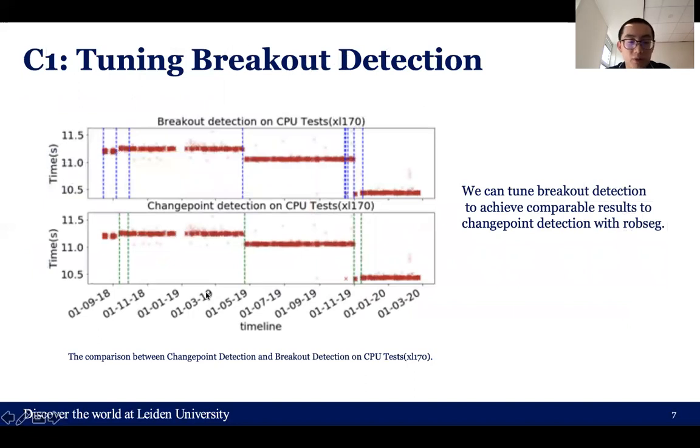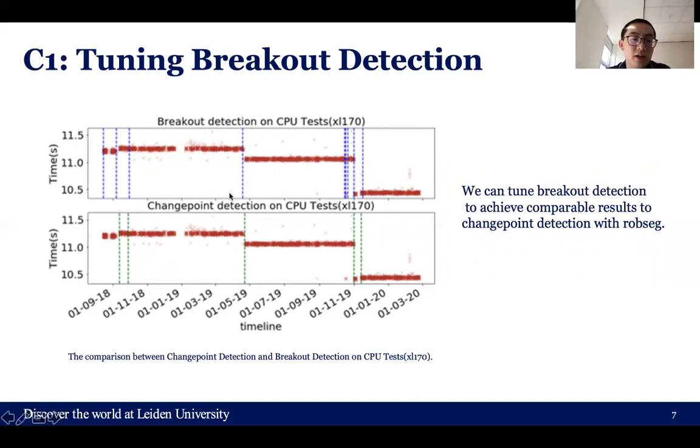Here is an example of the comparison between change point detection with RobSec and breakout detection. The figure above is about breakout detection, and the figure below is about change point detection with RobSec. On the graph, the horizontal axis represents the timeline, and the vertical axis represents the execution time, which is a performance indicator of a CPU test.